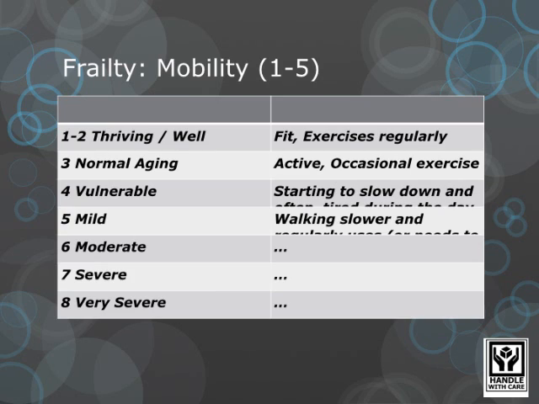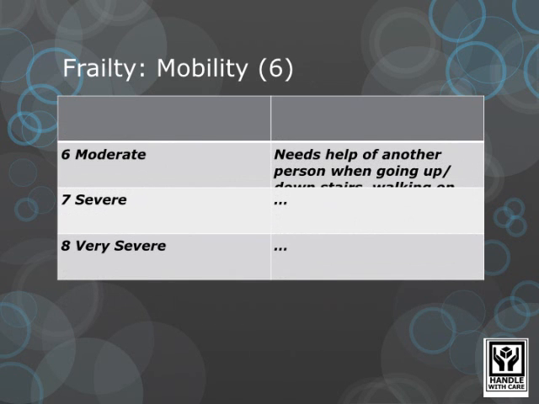So if we start off with mobility, and we start from 1 to 2, these people are thriving or they're well. So these are the fit older person. This is a fit older person. They exercise regularly, and I rarely see them. Normal aging, they are active and they do some occasional exercise. If they're vulnerable, they're starting to slow down. They're often tired. Mild, walking slower, and they are starting to need gait aids.